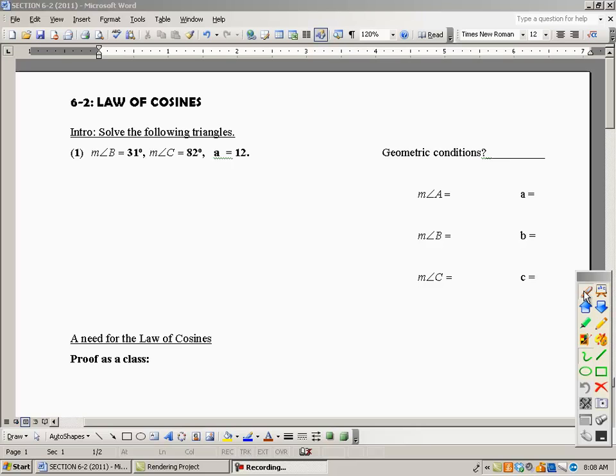Okay, so let's draw a picture. Here's an 82 degree angle. Here's 31 degrees, so this is angle B. This is angle C. Across from angle C is side C. Across from angle B is side B, which gives us angle A here and 12 for side A. And actually, I'm going to say equals side A.